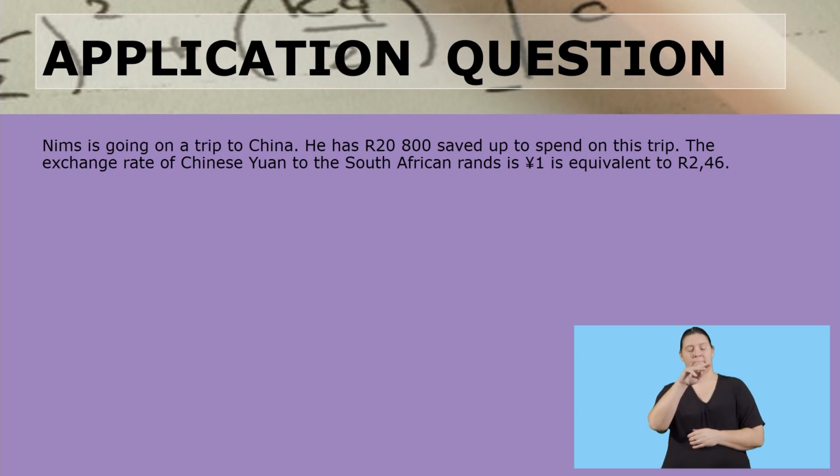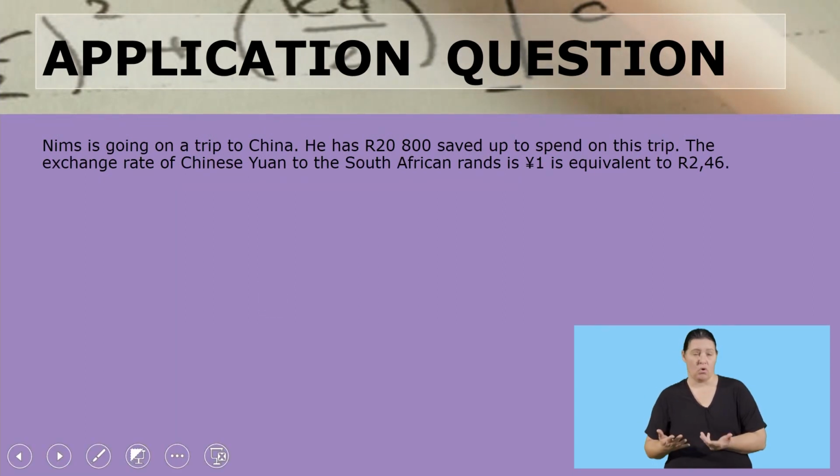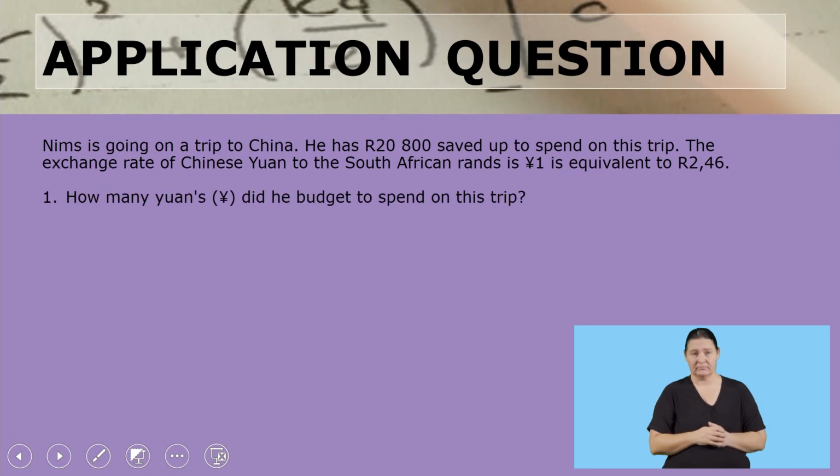So now we are going to look at NIMS, and we are going to look at NIMS for quite a while because it's like he's taking a little trip. So NIMS is going on a trip to China. He has 20,800 rands saved up to spend on this trip. Now the exchange rate of the Chinese yen to the South African rands is 1 yen is equivalent to 2 rands and 46 cents. So now we need to calculate the following. How many yens did he budget to spend on this trip?